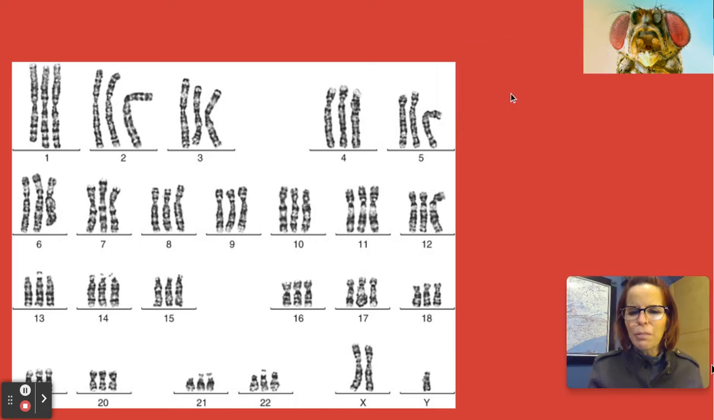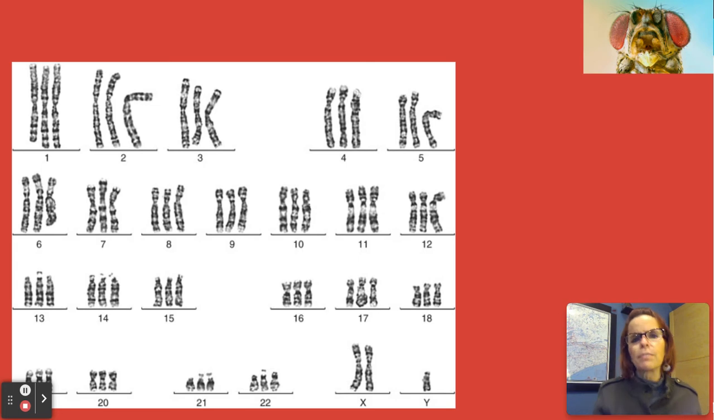All right, I want you to take a moment now that you know something about karyotypes, and I want you to study this karyotype. And I'm hoping that you're like, what the heck is happening here? See if you can guess what happened.